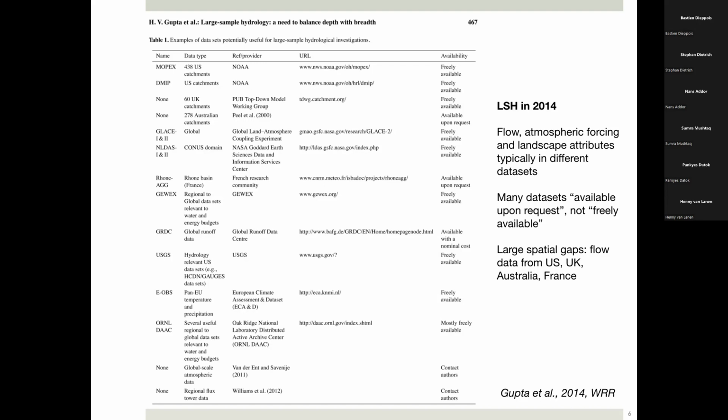What you also see from this list is that many data sets are only available upon request. They're not freely available. Available upon request means that you will have to contact a specific person or a specific institution, but you're not guaranteed that you'll get access to the data. So they're not truly publicly available. You also see that there are fairly large spatial gaps. There is mostly flow data from the US, the UK, Australia, and France, but not a lot of data for other regions of the world.